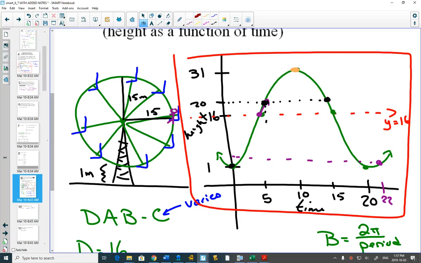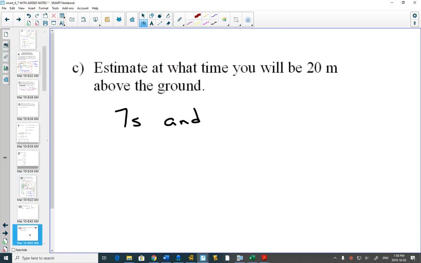Let's say I tell you this one is at 7 seconds, and I tell you it's right. You should be able to tell me exactly where this one is because of symmetry. If this one's at 7 seconds, this one should be at 13 seconds. 2 seconds after this, 2 seconds away from this. Now, we'll find out what it is exactly. So these are our estimates.